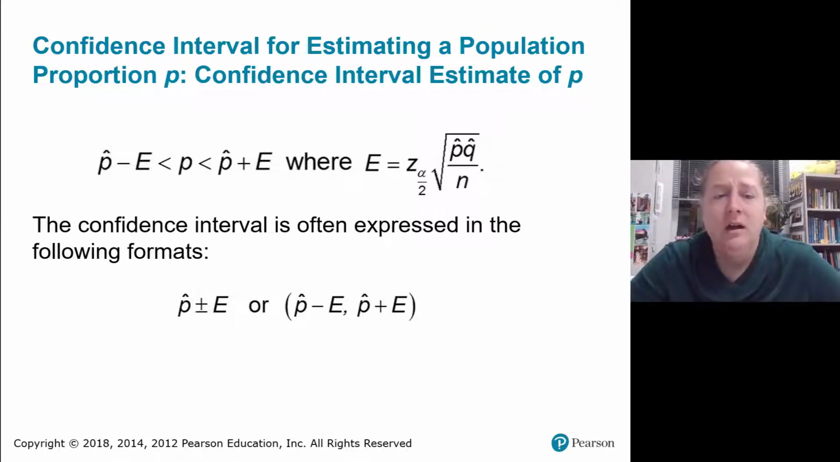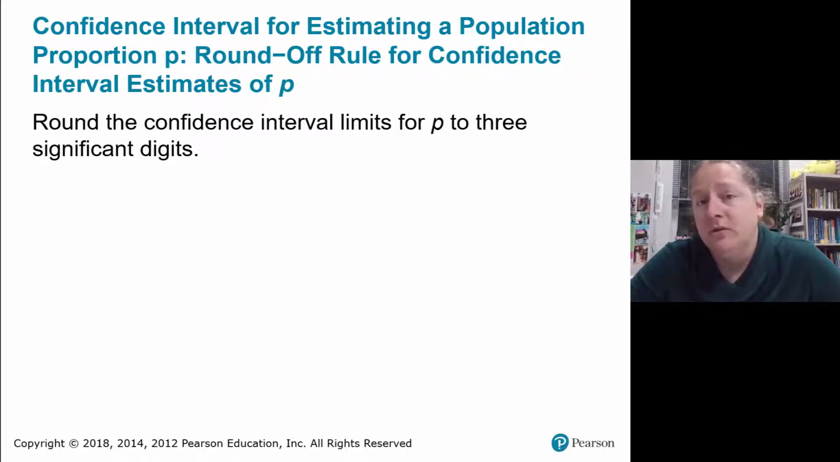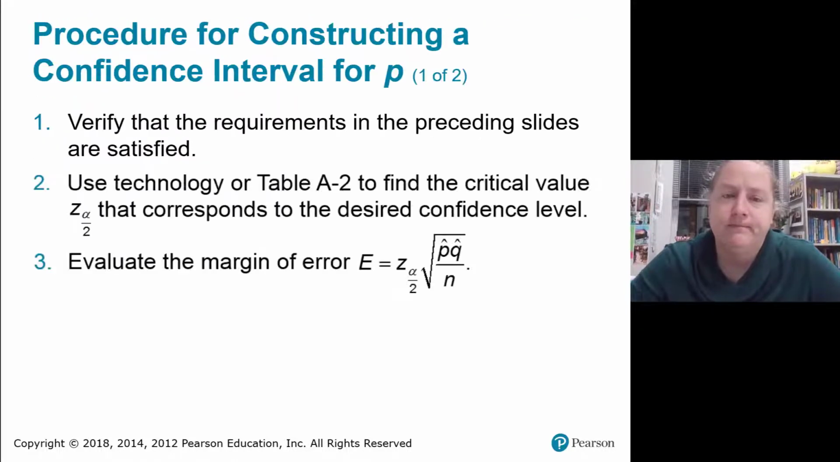So our confidence interval, a lot of times we say that it's p hat plus or minus E, or we'll give it in interval notation as (p hat minus E, p hat plus E), with the open parentheses. Also, when you do this, we round confidence intervals for P to 3 significant digits.